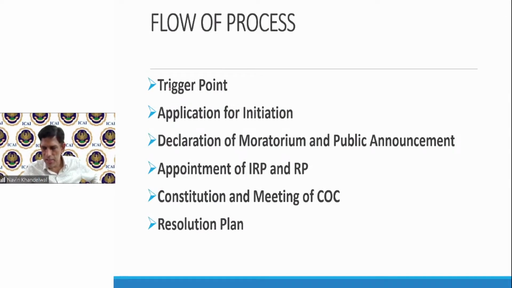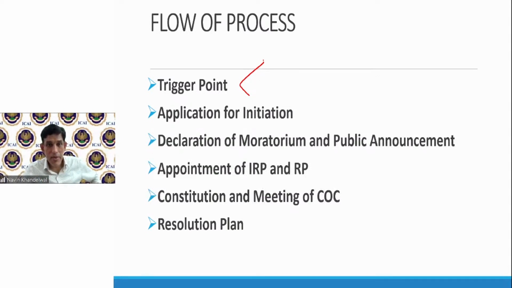So let us understand the flow of process. The flow of process will go in this way. There will be a trigger point, which will be an indication that this transaction now falls under IBC, or this particular event now falls under IBC. So once that trigger point is triggered, then we can apply for initiation of insolvency against any company.